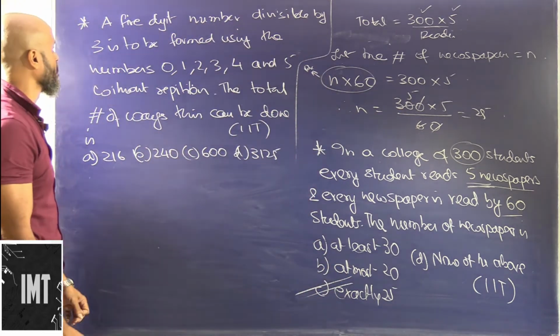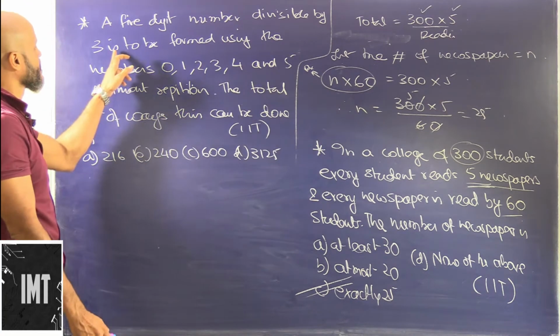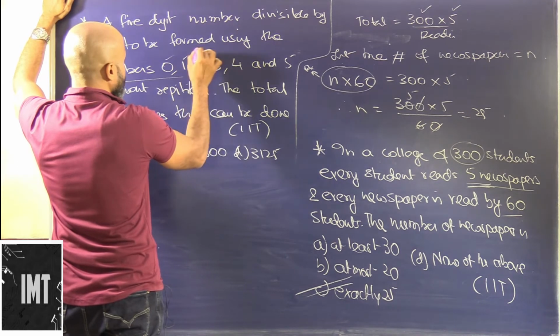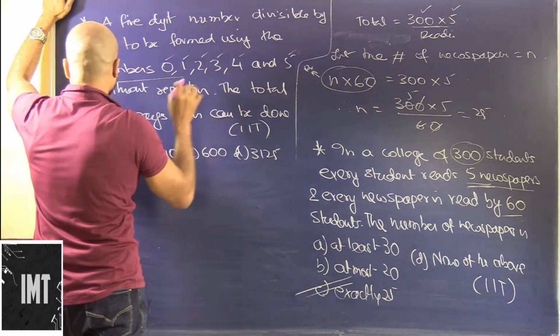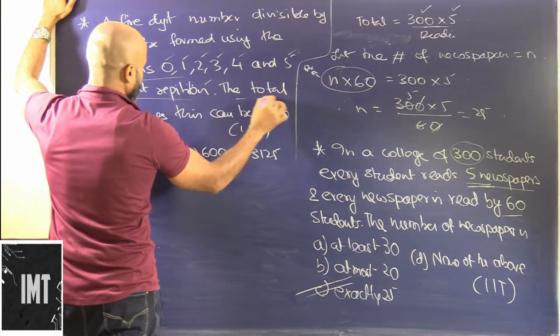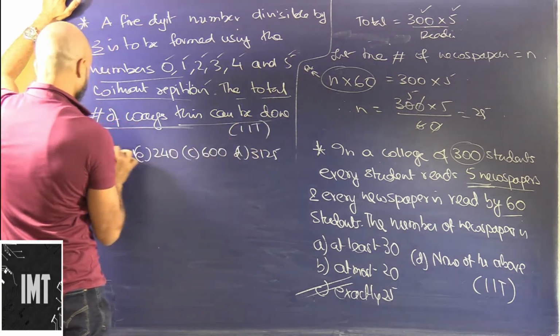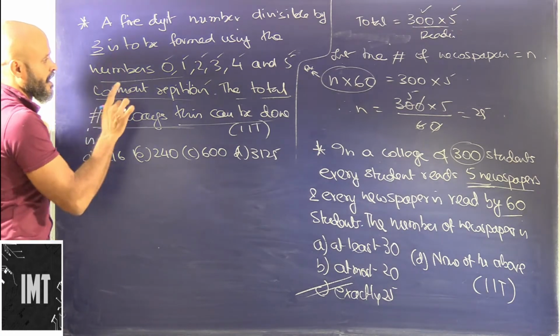Alright, let's come to this problem out here. A 5-digit number divisible by 3 is to be formed using the numbers 0, 1, 2, 3, 4 and 5 without repetition. Find the total number of ways in which this can be done. Okay, so now let's look at it.